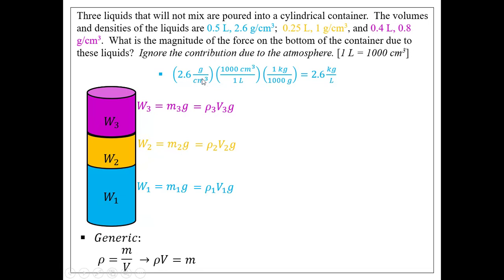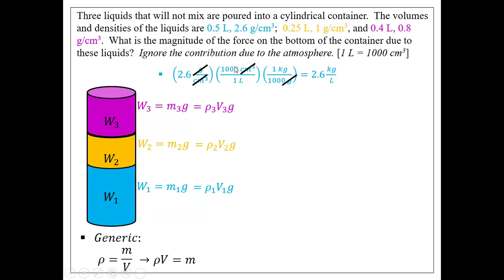Okay, so centimeters cubed is going to cancel out, but then I have grams. Well, I know the conversion factor is for every kilogram, there's 1,000 grams. So by doing so, I can cancel out centimeters cubed, and I can also cancel out grams. So the only two units that are left over is kilograms in the numerator and liters on the bottom. So really, 2.6 grams per centimeters cubed is simply 2.6 kilograms per liter. Why? Because the thousands will cancel out.